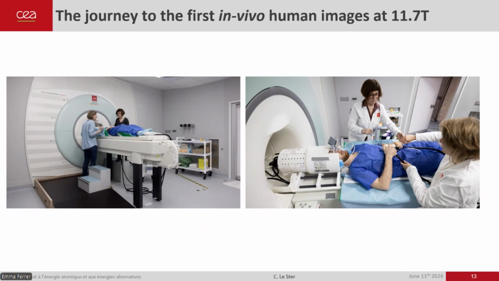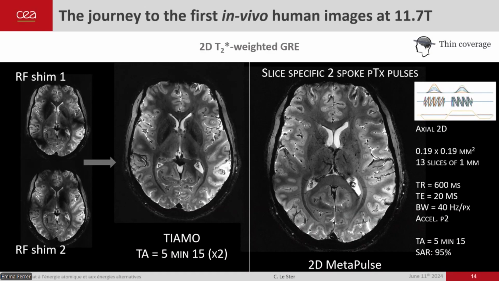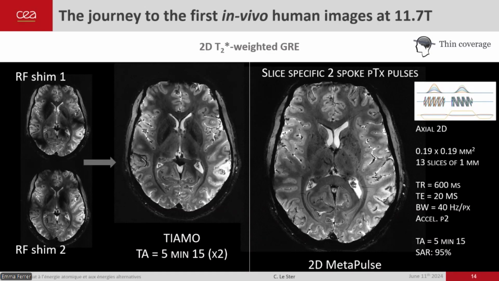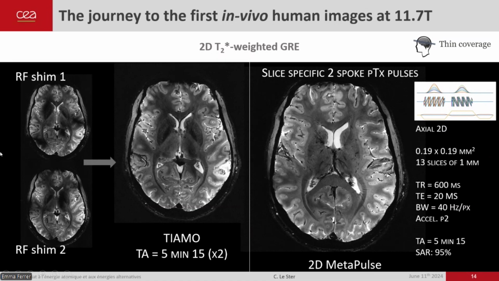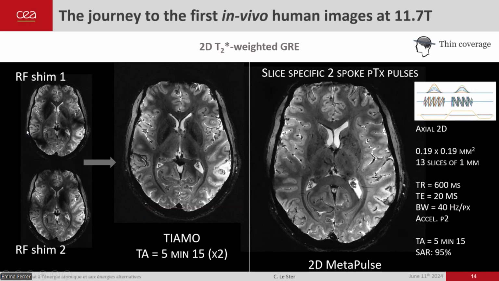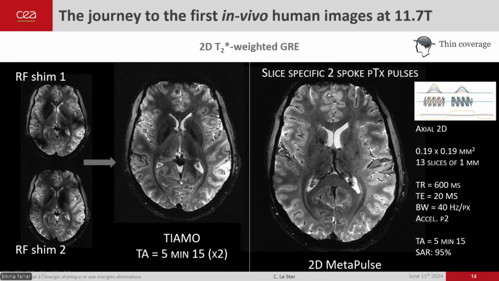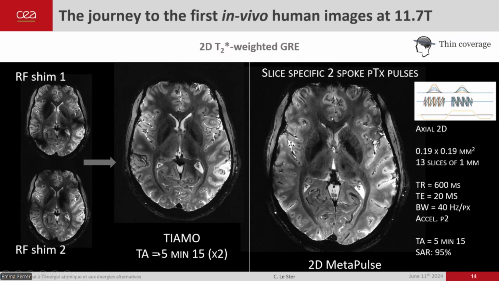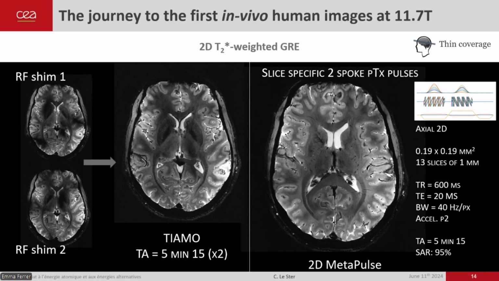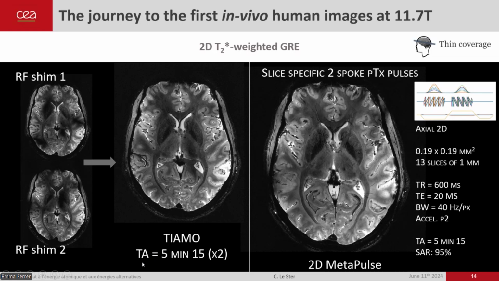You see here the installation of a subject with the radiographers. And now some images. So first, the 2D T2 star-weighted GRE. We acquired them with two different strategies. On the left, with two RF shims that are summed up to obtain one image using the TMO approach. So it's an in-plane resolution of 0.19 millimeter with slices of 1 millimeter. The acquisition time is 2 times 5 minutes.